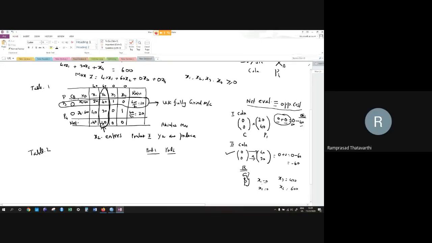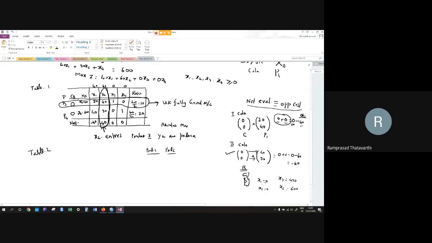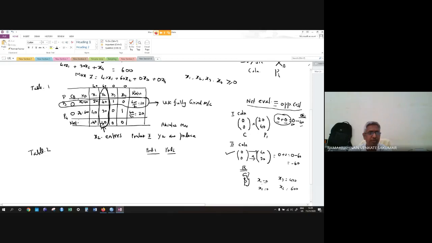So 0 into 20, 0, 20 minutes into 0 rupee, 0 rupee. 40 minutes into 0 rupee, 0 rupee. The total is, by keeping 20 minutes and 40 minutes, net revenue for you is 0. Is it clear? By keeping 20 minutes with you, 40 minutes with you, the net revenue is 0. Only producing the product, you will get 40 rupees. So by not producing the product, 40 rupees is the loss for you. The net result is minus 40. So not producing product one, you are losing 40 rupees. Not producing product two, you are losing 60 rupees.